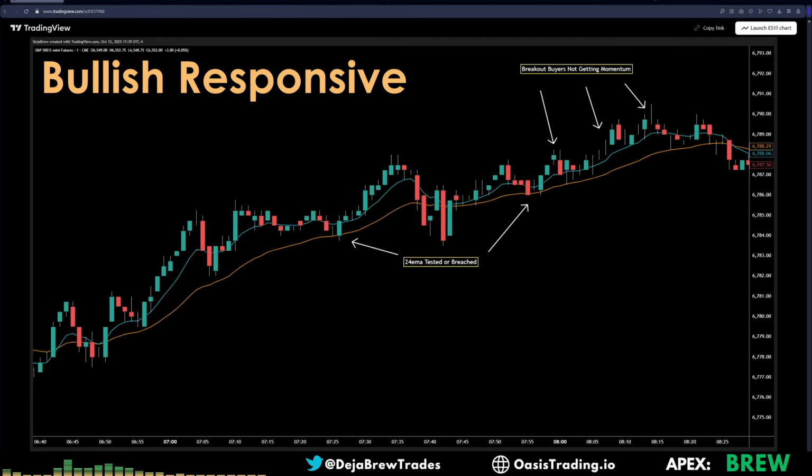So be very careful when you see that 24 EMA or just the pullback areas. You don't have to use the moving averages, but if you're seeing a lot of pullbacks to prior bar lows, prior bar highs, then the responsive traders are probably in control. The limit buyers are in control, not the market buyers.